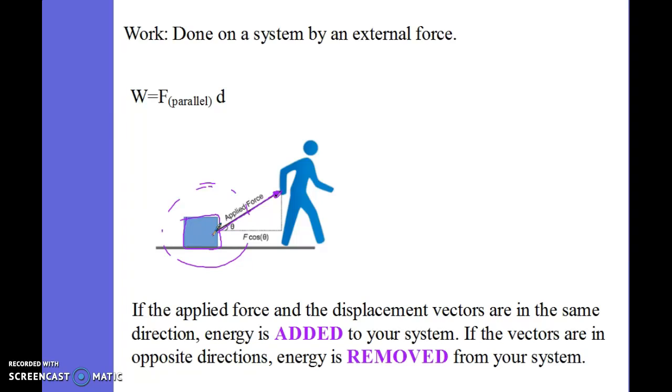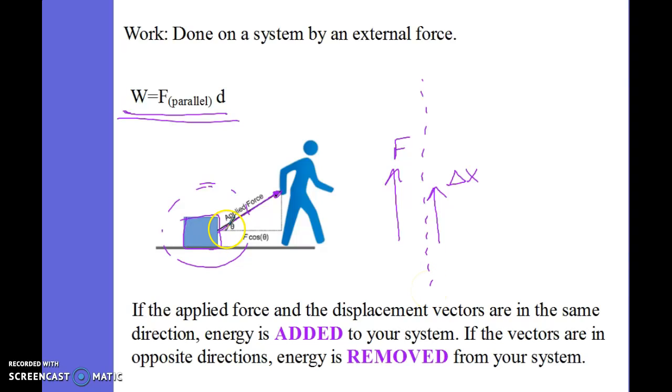Now, the equation for work is force times distance. Now, this is the parallel component of the force. When we talked about torque, we talked about a perpendicular component. Here, work only matters if there is a force vector and a displacement vector. Now, those vectors can be in the same direction or opposite directions, but we are only concerned about the force that is on the plane with the displacement.